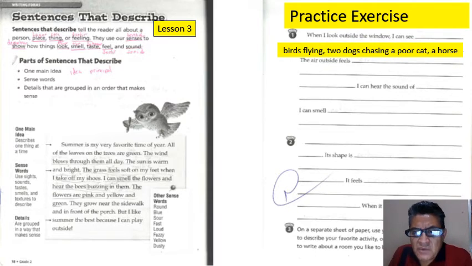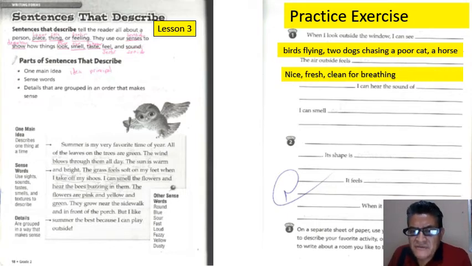When I look outside the window, I can see. So imagine this: birds flying, 2 dogs chasing a poor cat, a horse. See, something is happening outside. Then it says the air outside feels. So the window is open and you feel nice, fresh, and the air is clean for breathing. Maybe there are trees. I can hear the sound of, see, you listened, of a motorcycle that is coming close, so it's getting very close to the house.